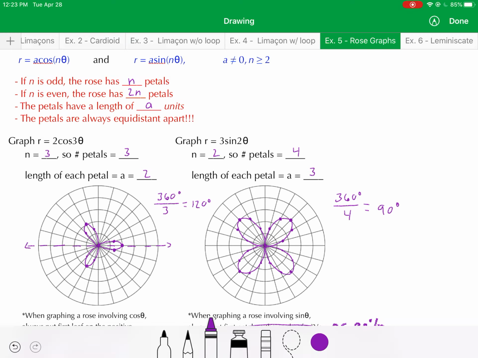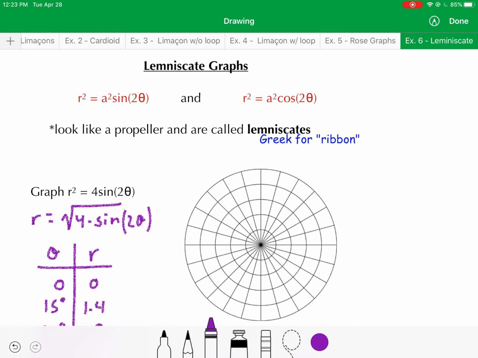Notice we do have symmetry in this graph. There's symmetry in a lot of places, but the one I want to draw your attention to is symmetry with theta equals pi over 2, which is consistent with our equations involving sine from the previous couple days. Okay. Now we move to the Lemniscates.